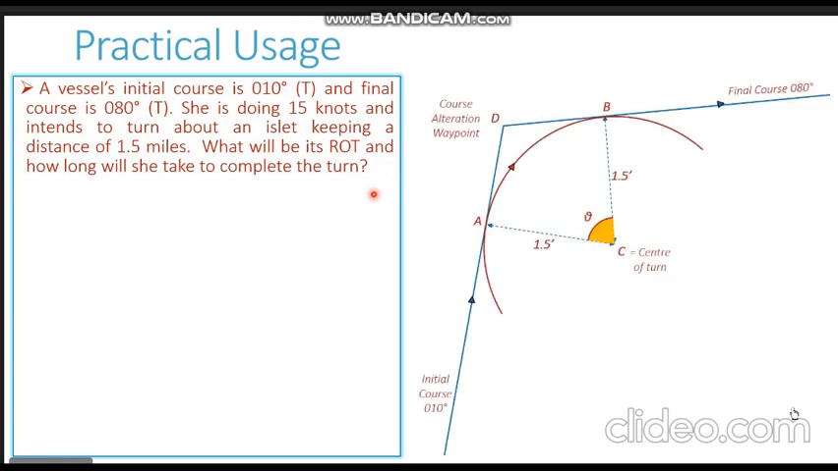So let us try to solve this using the concept of rate of turn which we have understood till now. So let us first make a diagram of the situation of the data which is given to us. You can see the diagram on the screen now.